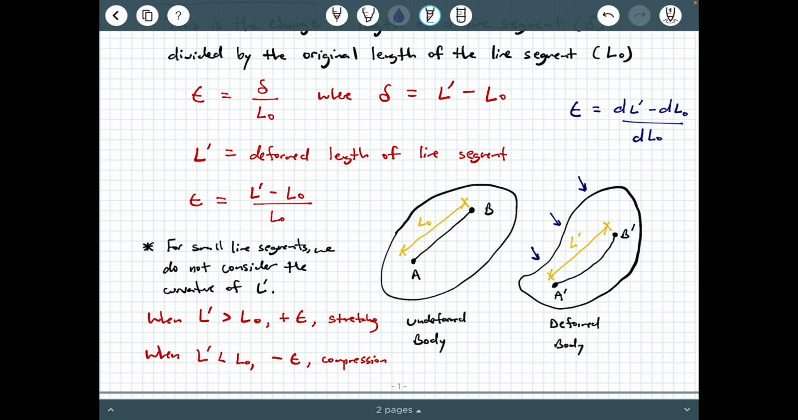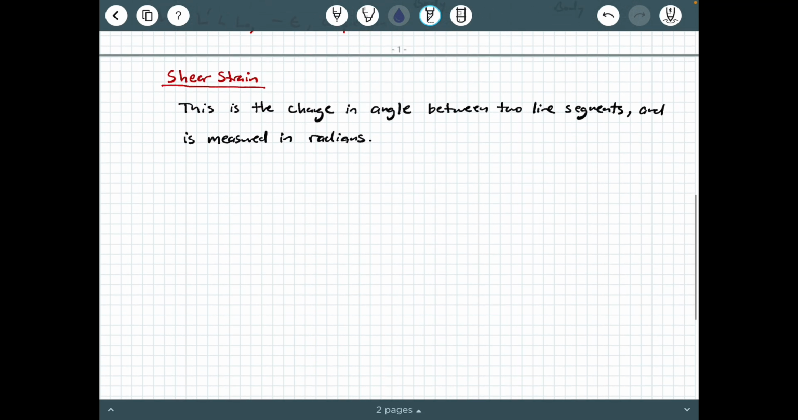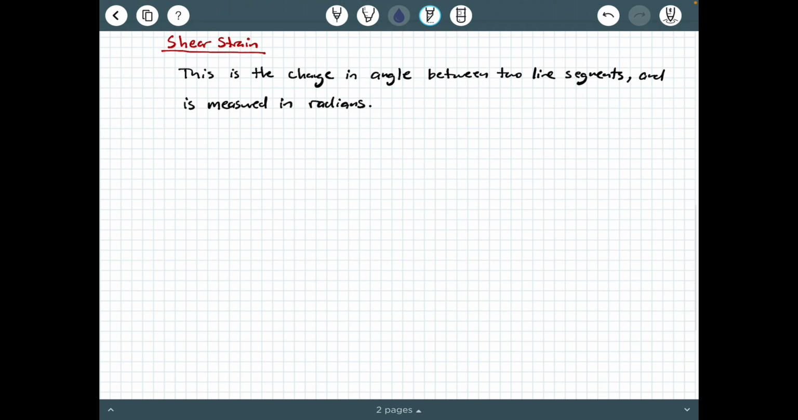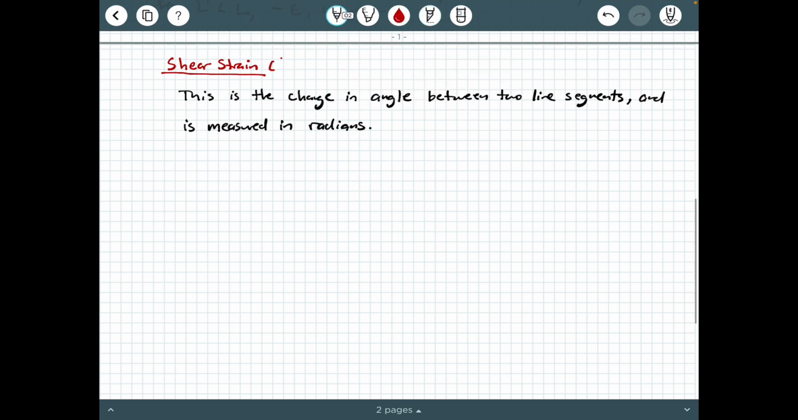What about shear strain? We said shear strain is another type of strain that we're interested in. So let's move on down. Shear strain is the change in an angle between two line segments, and it is measured in radians. What's the letter we use for shear strain? We use gamma for shear strain.